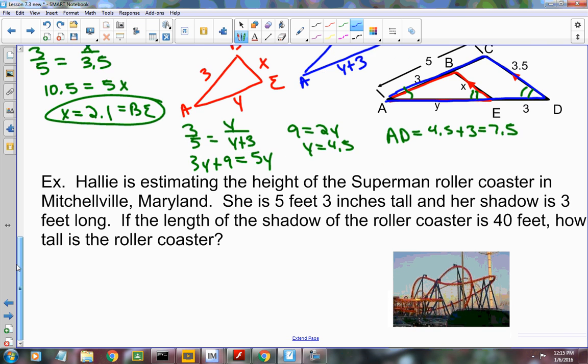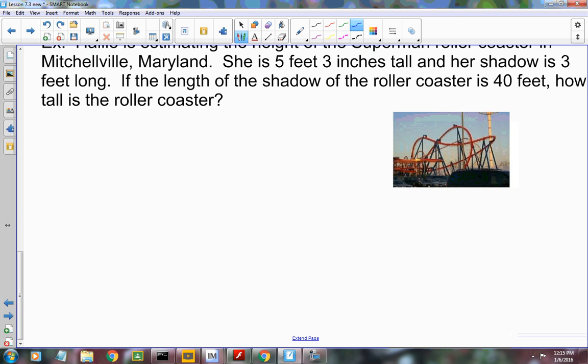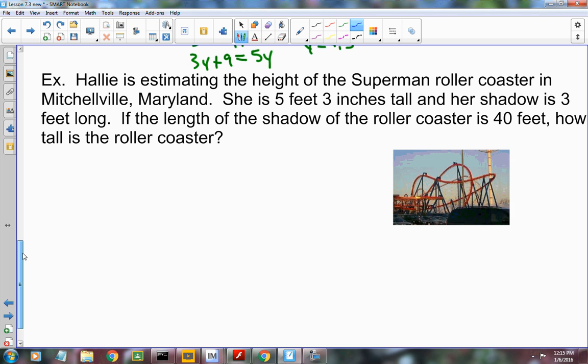Yes? Okay. Last one. Hallie is estimating the height of the Superman roller coaster in Mitchville, Maryland. She is 5 feet 3 inches tall, and her shadow is 3 feet long. If the length of the shadow of the roller coaster is 40 feet, how tall is the roller coaster?